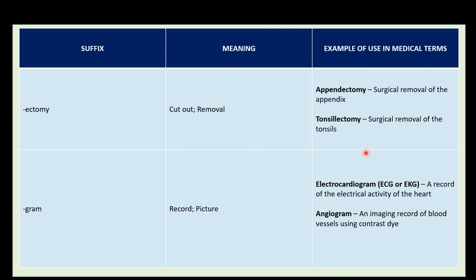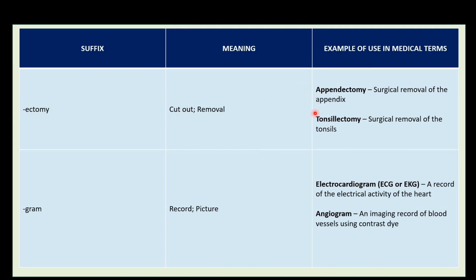For example, appendectomy. Appendectomy means surgical removal of the appendix. So if a person is suffering from appendix problems, doctors will perform a surgical operation where they surgically remove the appendix. In this situation, the suffix that we are using here is ectomy, which provides the information that it is related to cutout or removal.